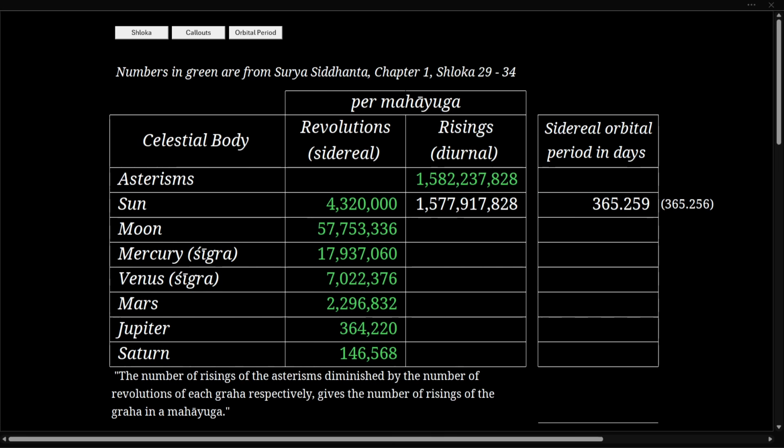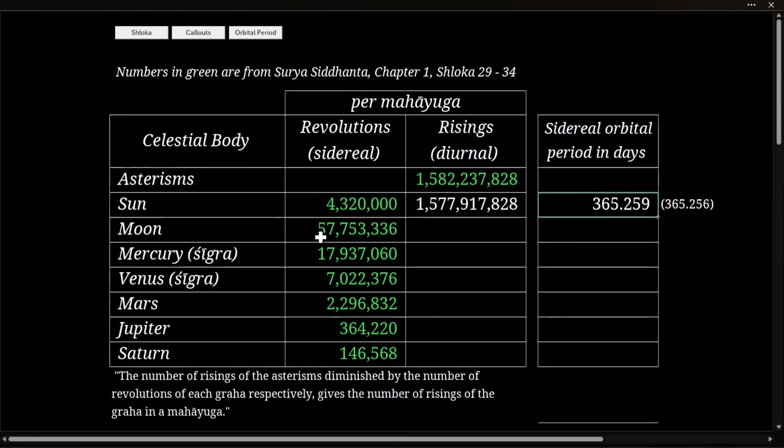That's all there is. The ancients looked at things differently. And in brackets here, I'm showing you the modern value. Modern value is 365.256. So the ancient value and the modern value had a difference in the 3rd decimal place. 3 points difference. How about the moon?